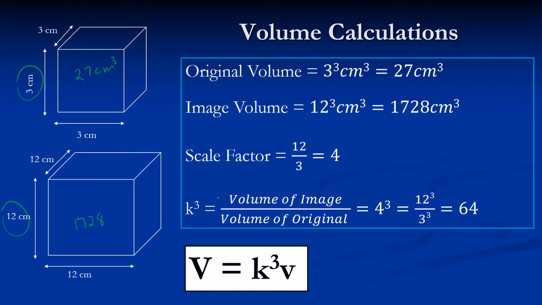So that's 1,728 cubic centimeters. Now we did note that there was a scale factor of 4 between them, so the volume changes quite dramatically once you start moving up with scale factors for volume. The cube of the scale factor should be the volume of the image divided by the volume of the original. So 4 cubed, which is 64, should equal 12 cubed divided by 3 cubed, and that does indeed equal 4 cubed.